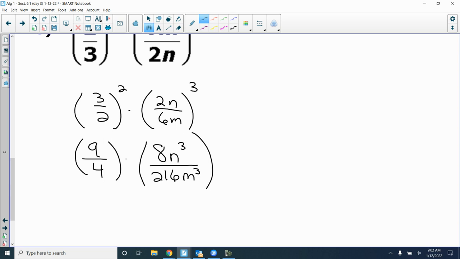I need to multiply this 9. I need to multiply straight across because it's a fraction. I need to multiply 9 times 8, which is 72. And then you still have n to the third power. And now I got to take 4 times 2, 16.